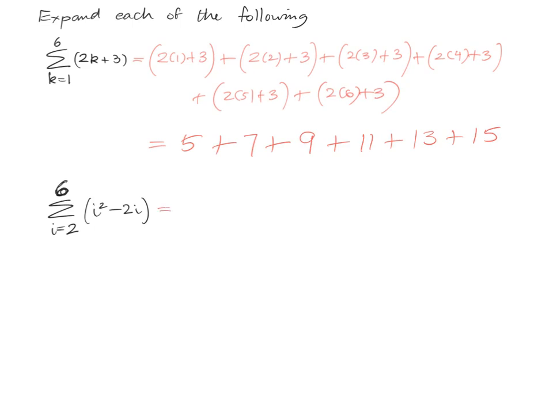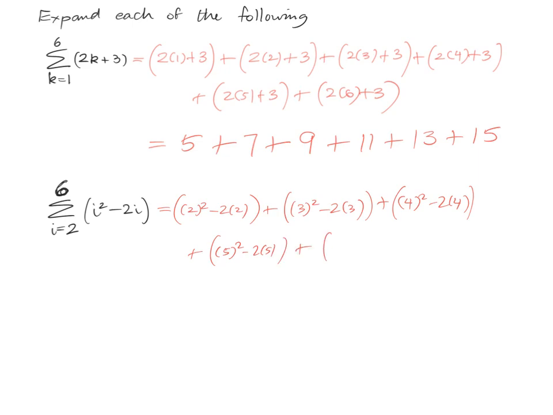So I start with i equals 2: 2 squared minus 2 times 2. Plus, now I plug in i equals 3: 3 squared minus 2 times 3, plus 4 squared minus 2 times 4, plus 5 squared minus 2 times 5, plus, and the last one I need to plug in because it stops at 6, the last one is 6 squared minus 2 times 6.